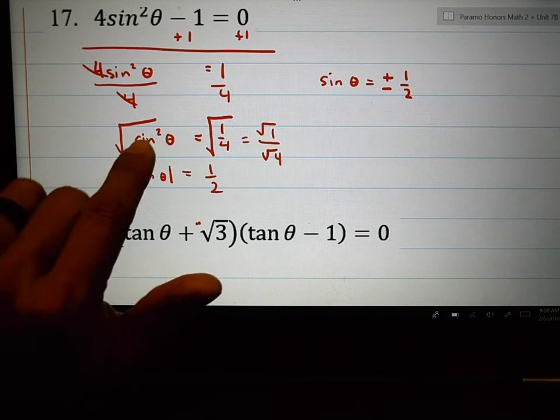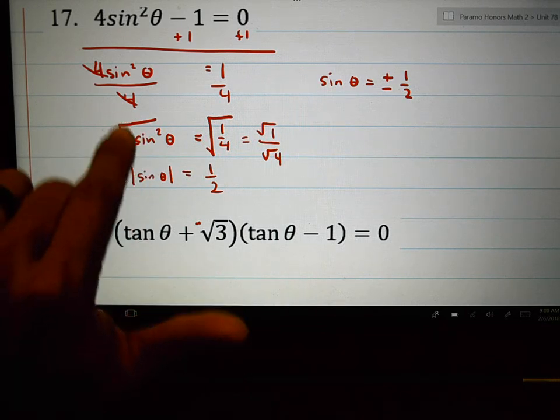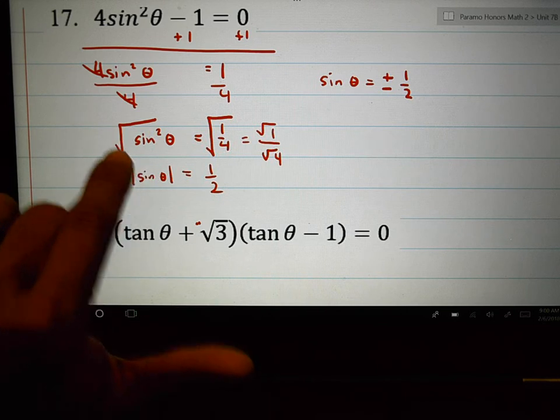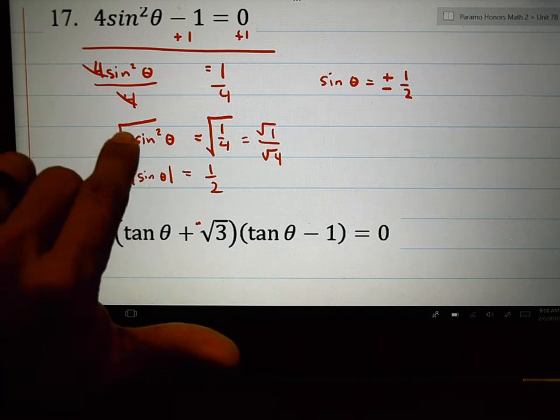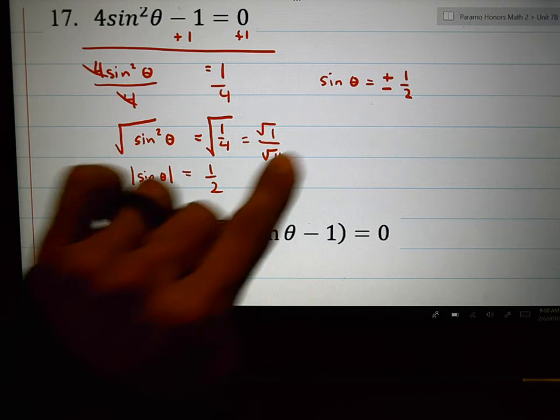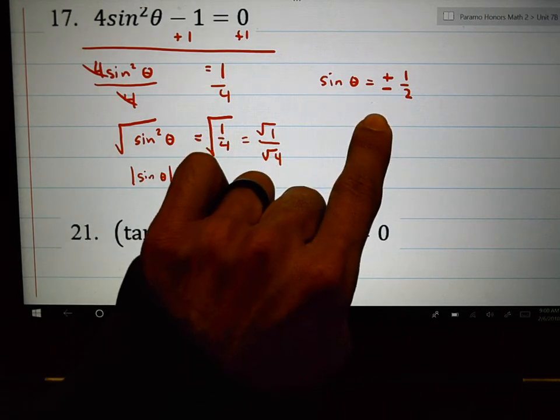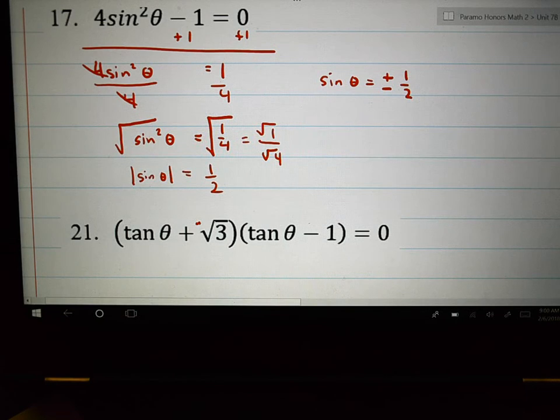But in Math 3 Honors, they're going to want you to see this definition of absolute value being the same thing as the square root of something squared. Now what this means is that we're going to have more than one possibility. We are going to have 4 possible answers for number 17.